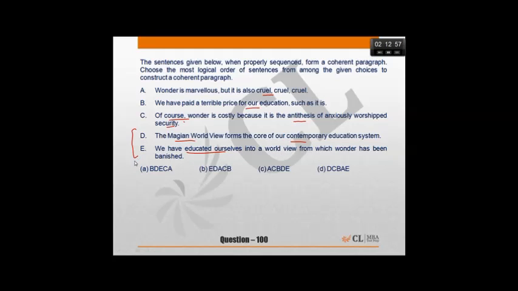D and E have to be together. The Magian worldview forms the core of our contemporary education system, and we have educated ourselves into a worldview from which wonder has been banished. So D, E, where are they together? So D is here. It is ED. Okay, let me see if that is possible or not. DE, DE. So this is incorrect.